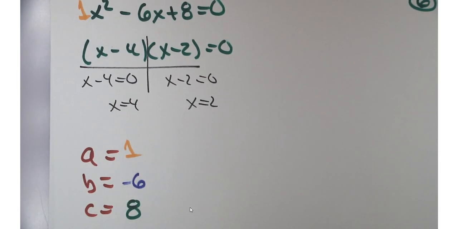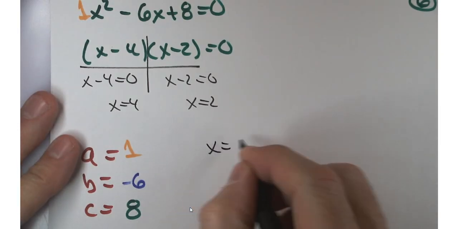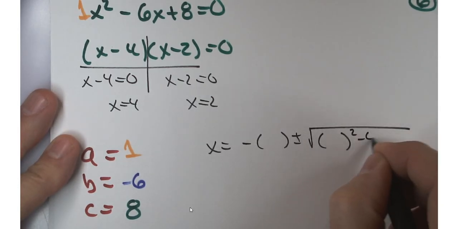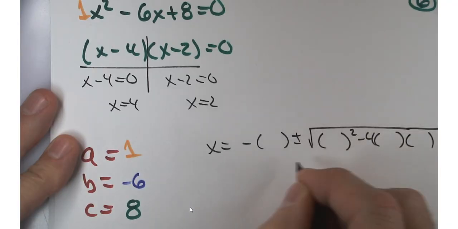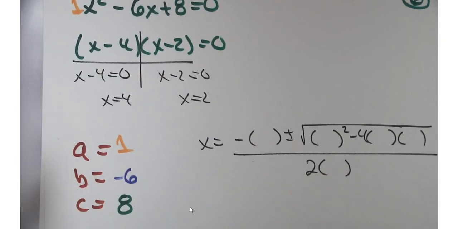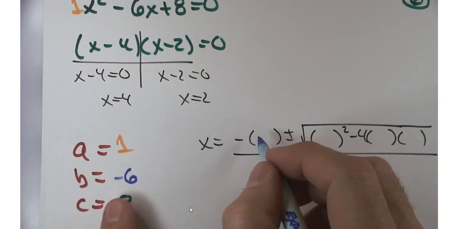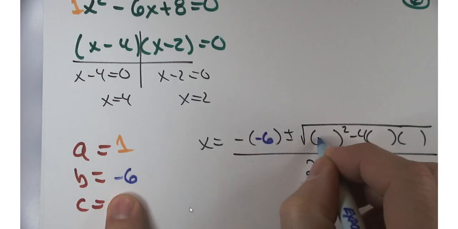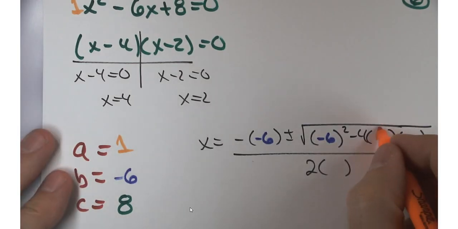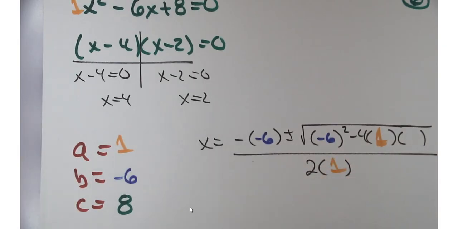So let's fill in the quadratic formula as usual. Negative of b plus or minus the square root of b squared minus 4 times a times c, all over 2 times a. Please put that line underneath that first term. It disappears a lot of times and it causes me stress. So please don't do that. Negative of negative 6 plus or minus the square root of negative 6 squared minus 4 times a, which is our 1, divided by 2a. And we also have a c in here as well, which is going to be our 8.